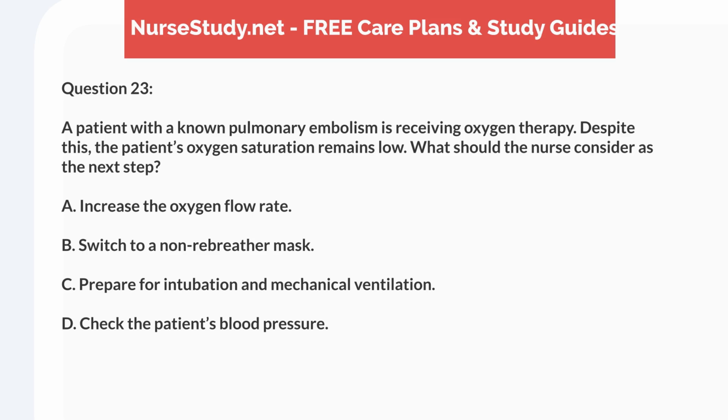Question 23. A patient with a known pulmonary embolism is receiving oxygen therapy. Despite this, the patient's oxygen saturation remains low. What should the nurse consider as the next step? A. Increase the oxygen flow rate. B. Switch to a non-rebreather mask. C. Prepare for intubation and mechanical ventilation. D. Check the patient's blood pressure.